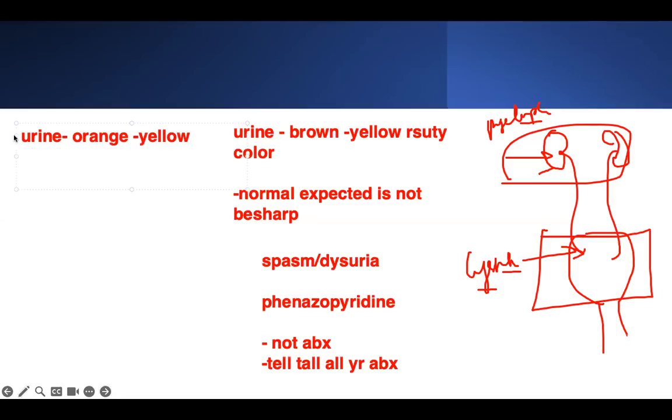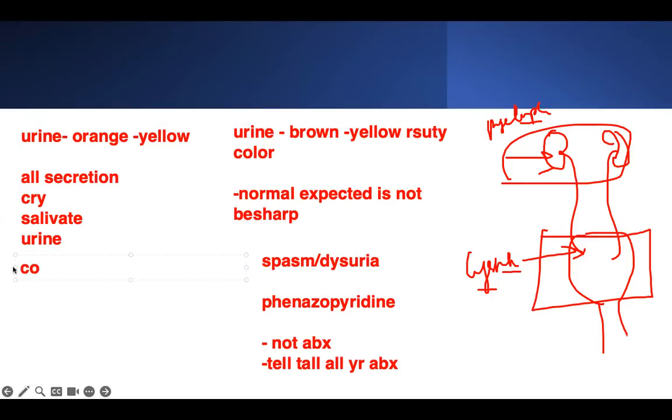Why? Because it turns all secretions that way. When you cry, it will look orange yellow. When you salivate, orange yellow. When you urinate, orange yellow. Don't call the doctor. Those are all expected findings.